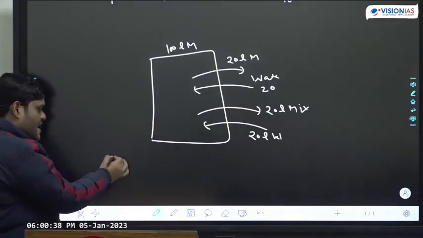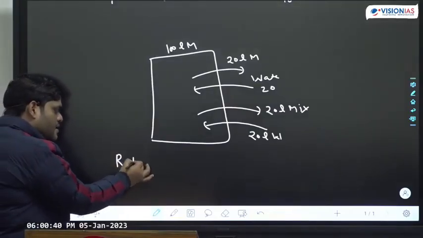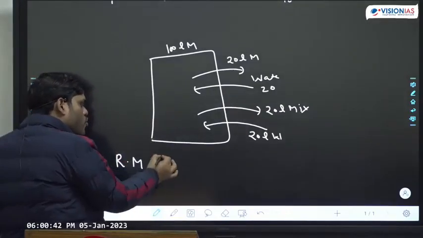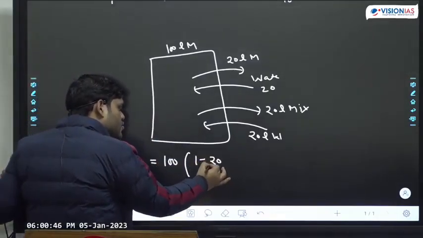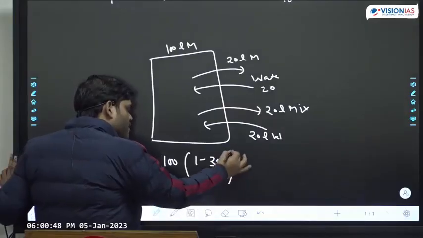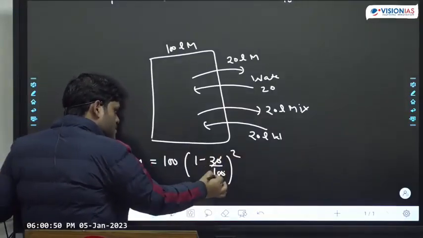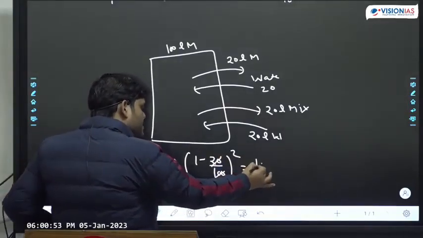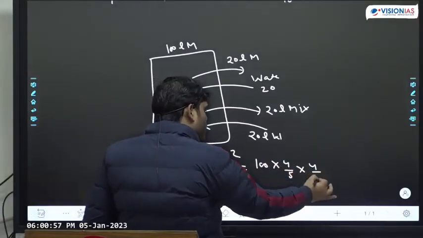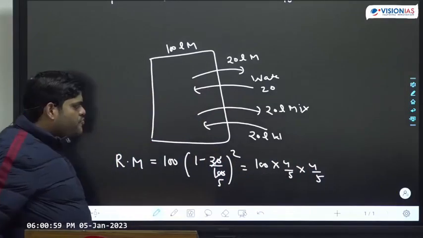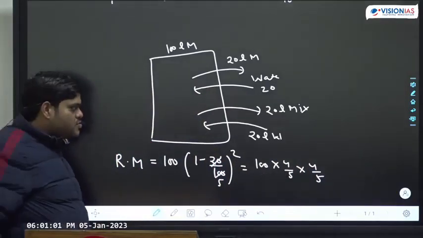So we can say the remaining milk is equal to the total, which was 100, times (1 minus 20 upon 100) to the power 2. Simply we can say 100 into 4 by 5 into 4 by 5. This is how we can solve this with the help of the formula.